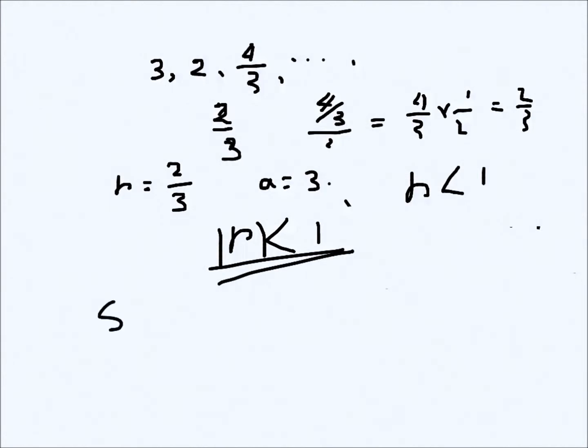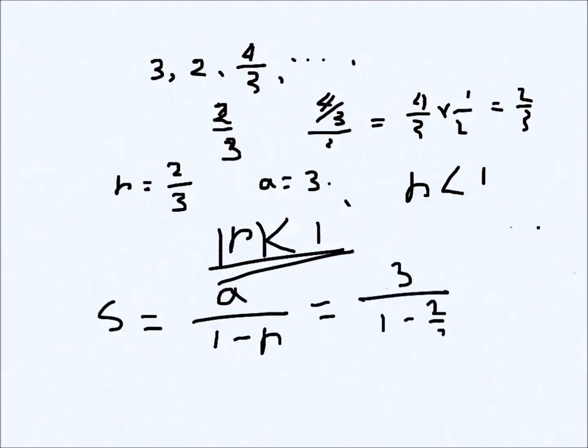So the limiting sum, as we know, is this one, because r to the power n becomes 0 when n reaches infinity. So if I plug in the values again, it will be 3 over 1 minus 2 over 3, so it's 1/3 again, so this becomes 9.